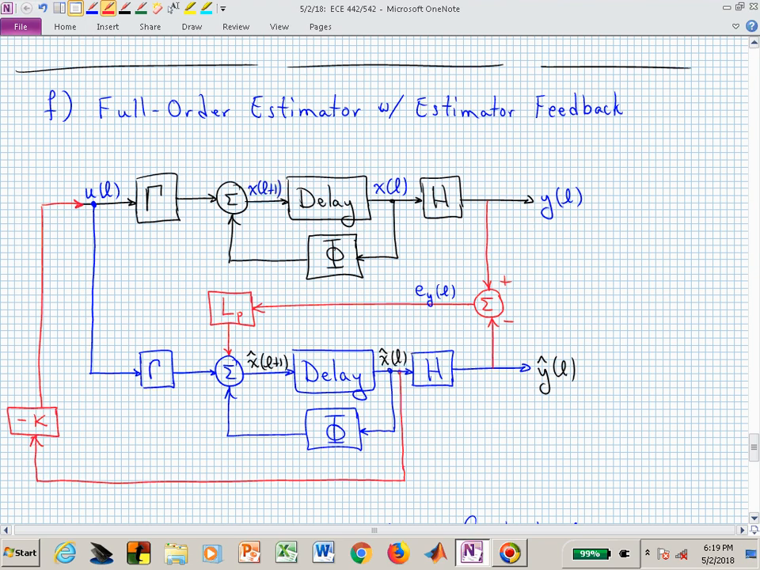And red all over. The red is trying to show how we are estimating and feeding back in order to control that system. So now we've controlled the system with estimator feedback. This is now our full order estimator with estimator feedback.